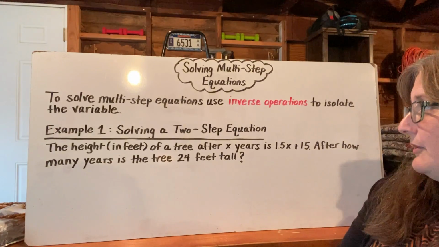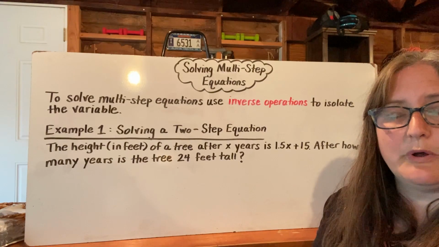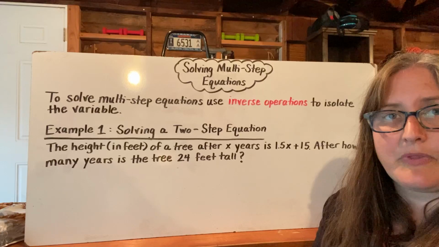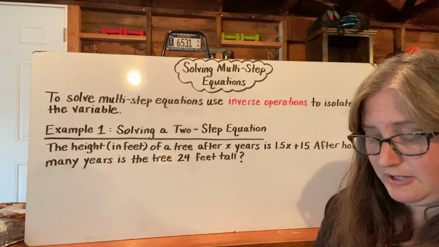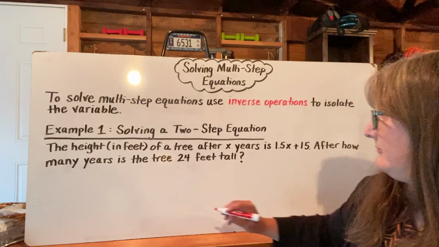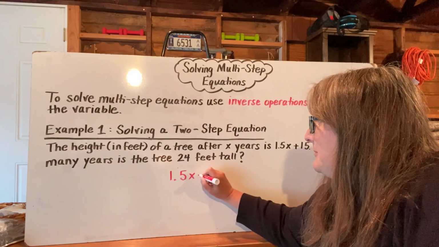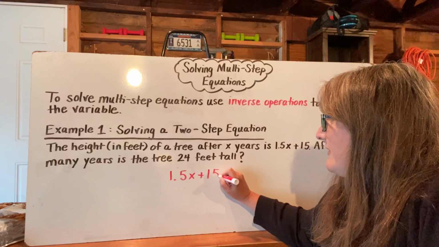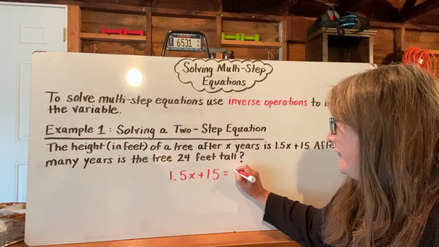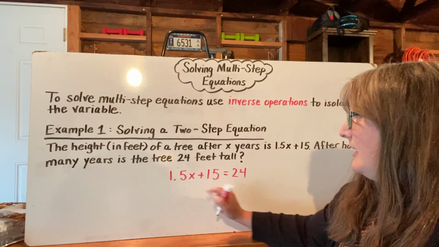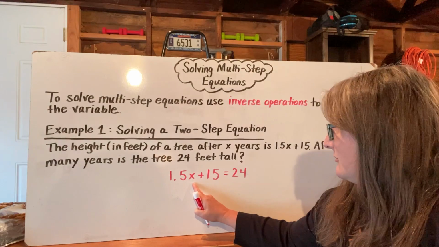In this first example, it says the height in feet of a tree after x years is 1.5x plus 15. And after how many years, they want to know, will the tree be 24 feet tall? So 1.5 times x plus 15 represents the height of the tree. And we want to know when the height of the tree is going to be equal to 24. This variable is unknown and stands for the number of years.